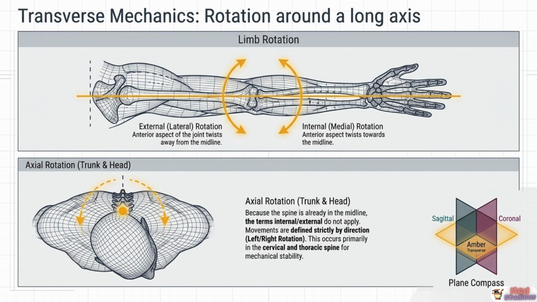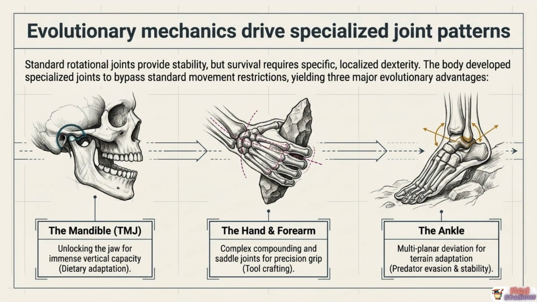But rotation works differently for the trunk and head. Because the spine itself sits on the midline, the terms internal and external don't apply. Instead, rotation of the trunk and head is defined purely by direction, left rotation or right rotation. This axial rotation occurs primarily in the cervical and thoracic spine and is what allows you to look over your shoulder. The lumbar spine, by contrast, has very limited rotation due to the orientation of its facet joints, which prioritize stability over mobility.